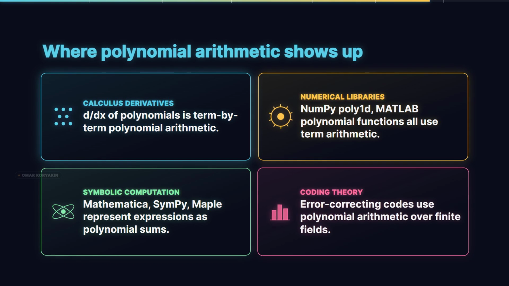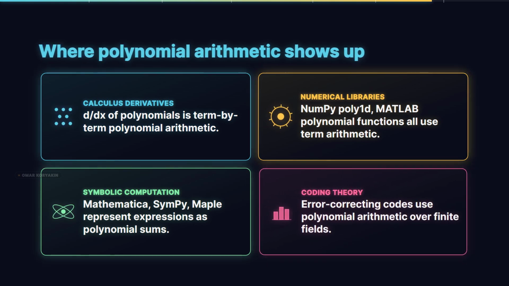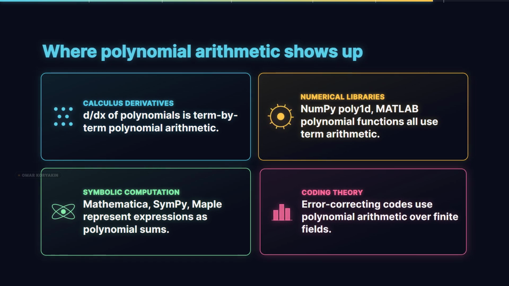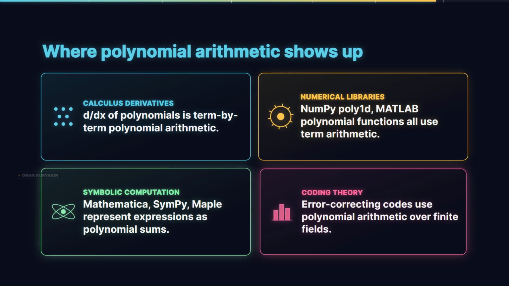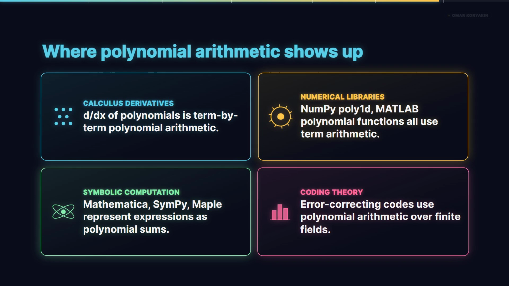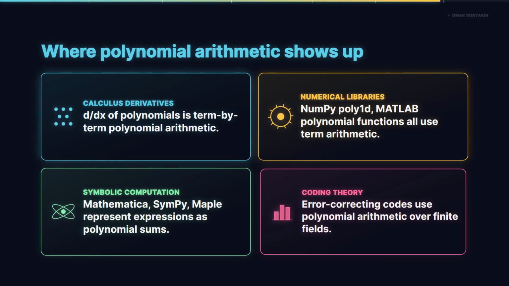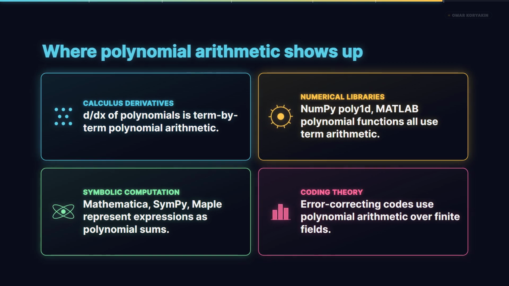In coding theory, error correcting codes used in cellular networks, hard disks, and deep space communication represent code words as polynomials over finite fields. Encoding and decoding operations reduce to polynomial arithmetic in modular contexts. Reed-Solomon codes used in QR codes and DVDs and satellite communication build entirely on polynomial addition, subtraction, and multiplication, and the foundational structure is the polynomial machinery introduced in Section 7 of this algebra course.